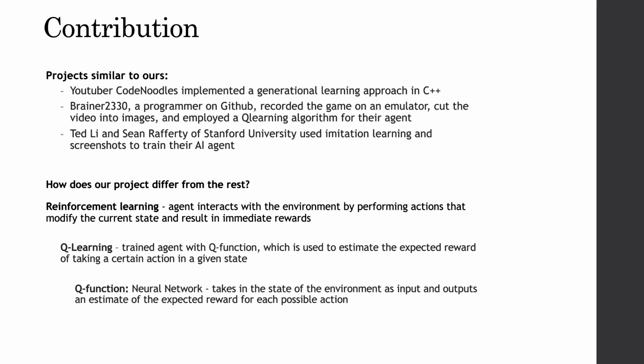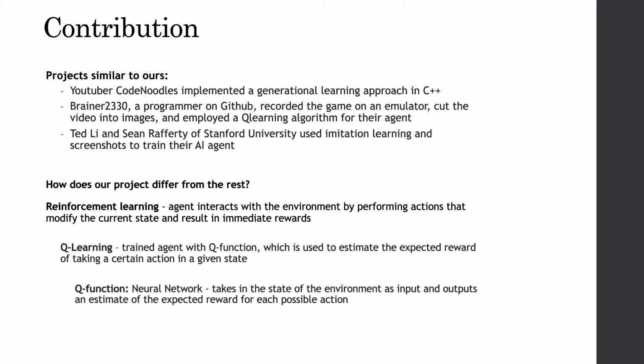How does our project differ from the rest? In our endeavor, we employed reinforcement learning, a technique that involves an agent and an environment. In reinforcement learning, the agent interacts with the environment by performing actions that modify the current state and result in immediate rewards. Q-learning is a type of algorithm that falls under the category of reinforcement learning.